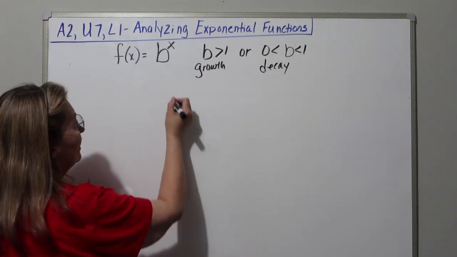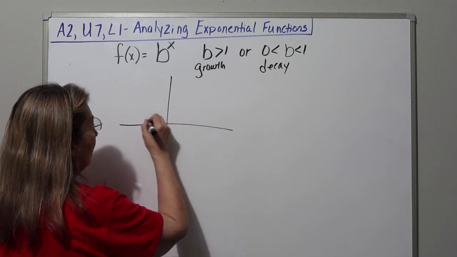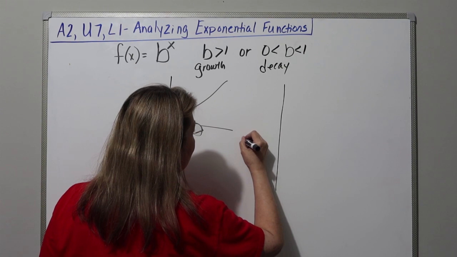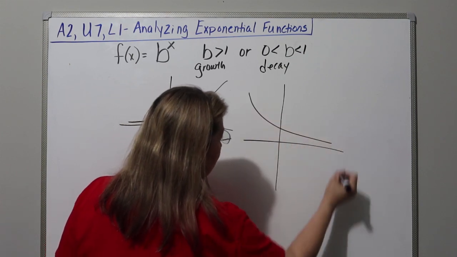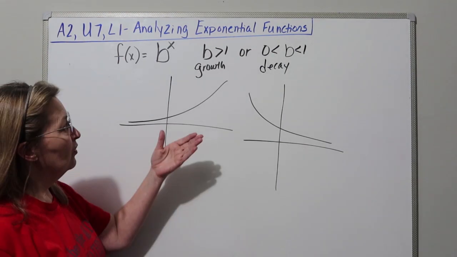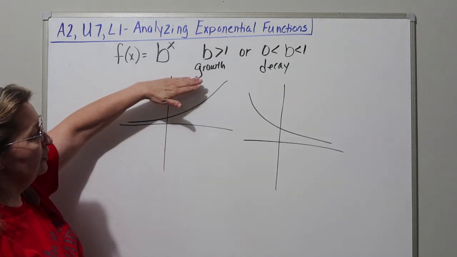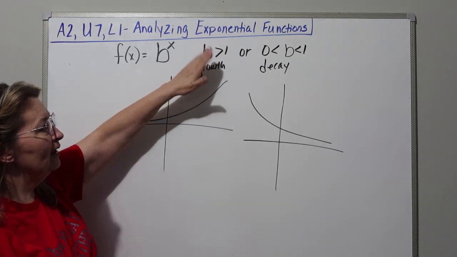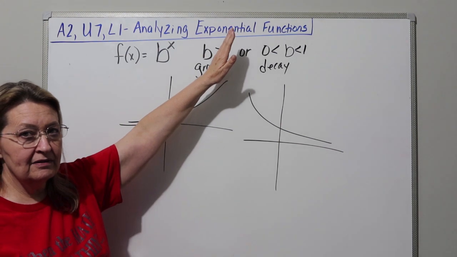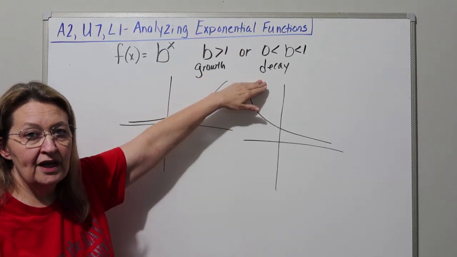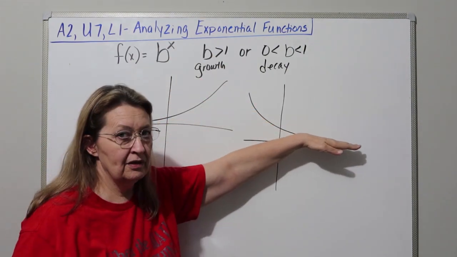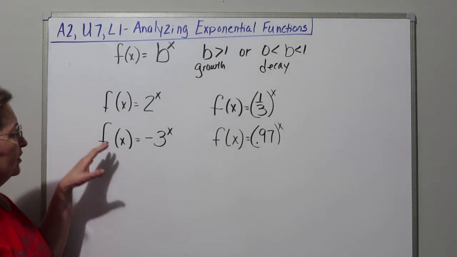Now, there's only two kinds of graphs. A growth function is going to look like this. Your decay function is going to graph like this. This is it, okay? It's one or the other. So all you have to do is look at your exponential function, find your b, and say, well, is it greater than 1? Because if so, you're going to have a graph that goes like this. If it's a fraction or a decimal, anything between 0 and 1, you're going to have a decay function like this. Let's look at these four examples.